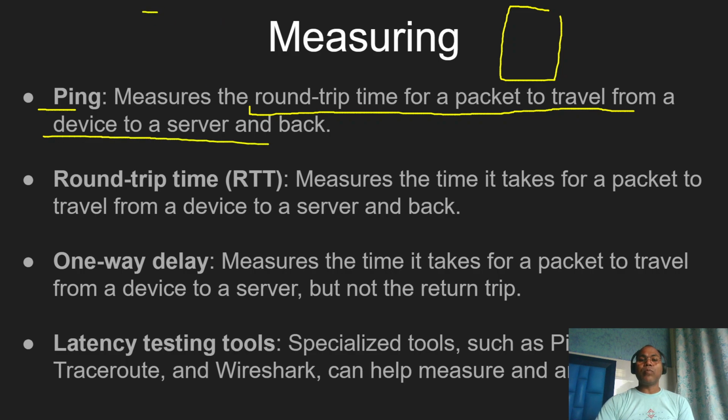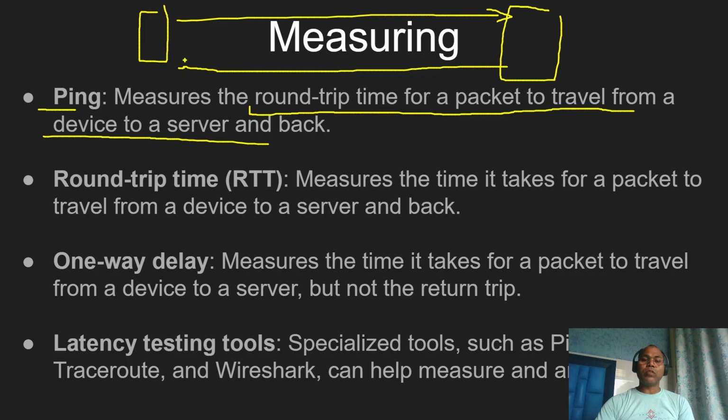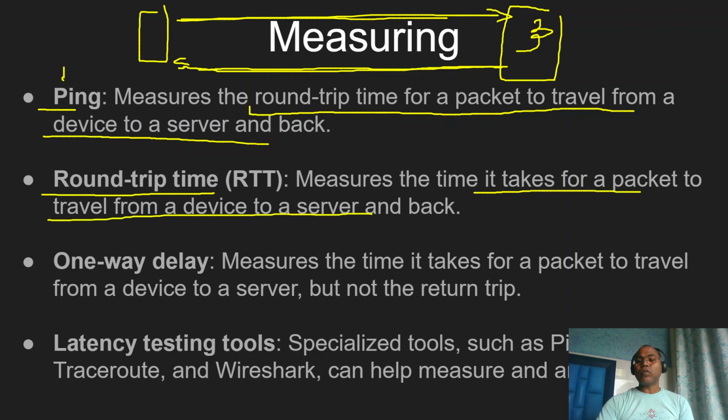This means from your client machine, you just ping, a network packet goes there and our application responds. The complete time, your sending time, network time plus processing time plus response time, all added together, becomes your ping time, sometimes called round trip time. Round trip time measures the time it takes for a packet to travel from the device to the server and back.